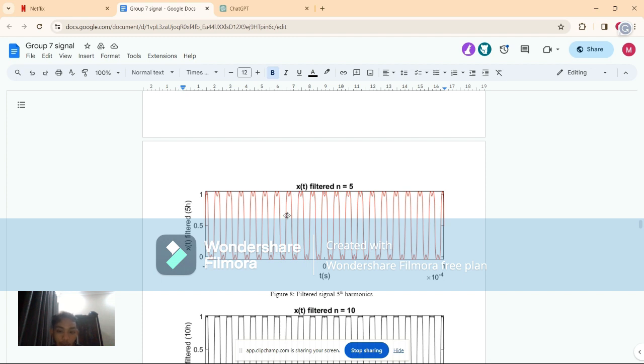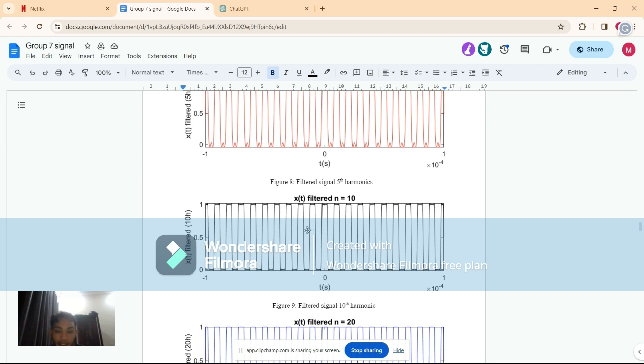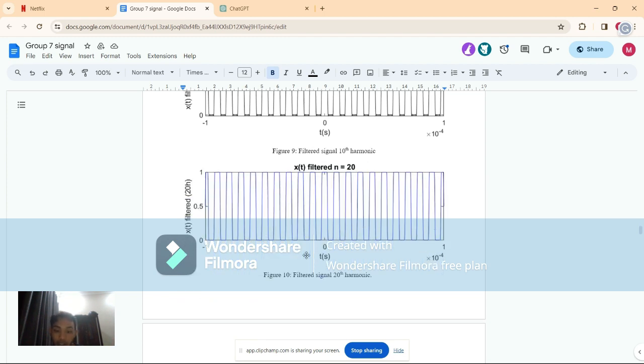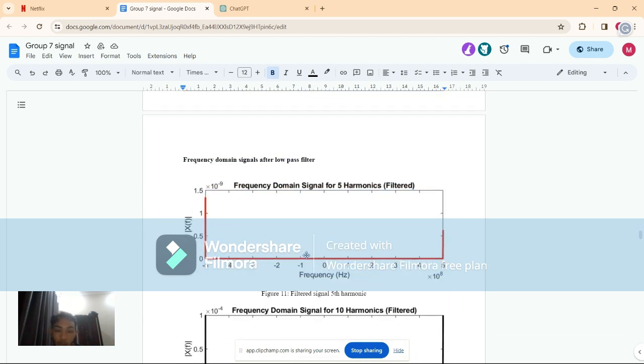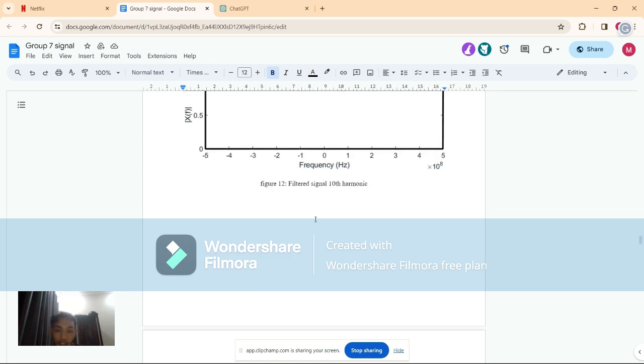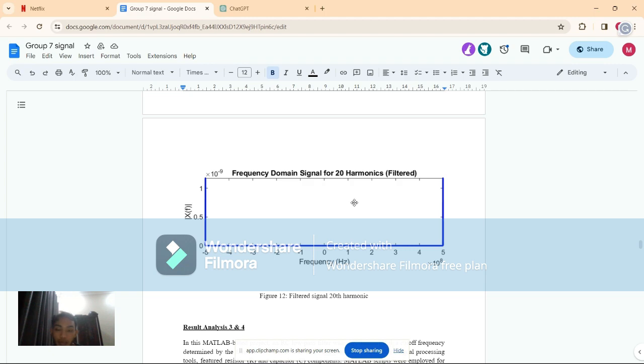So this is the filtered signal for 5 harmonics, and then this is the filtered signal for 10 harmonics, and this is the output for the filtered signal for 20 harmonics. Frequency domain signal after low pass filter. This is the frequency domain signal for 5 harmonics, and then the frequency domain signal for 10 harmonics, and then the frequency domain signal for 20 harmonics.